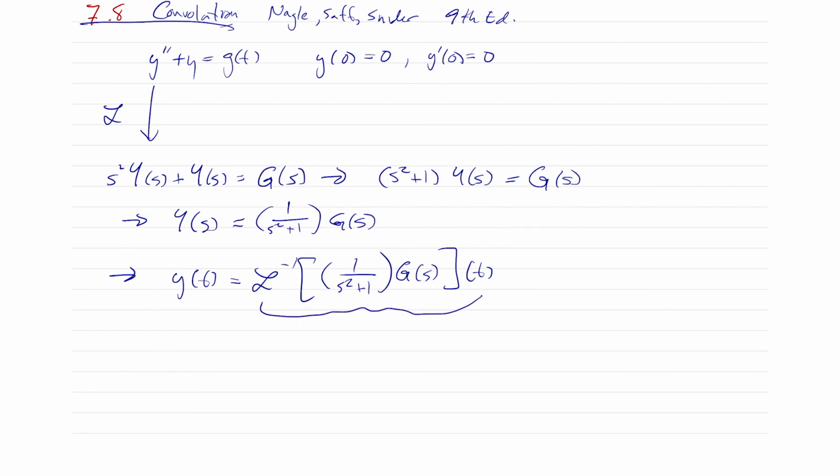So then the question is, how do we figure this out? How do we write this in some way that's sensible? We can't look it up on a table because we don't know what g is, so maybe this isn't the cleanest thing to see right now. So what we're going to do is introduce this thing called convolution, and it's going to give us a very direct way of inverting a product of Laplace transforms like this.